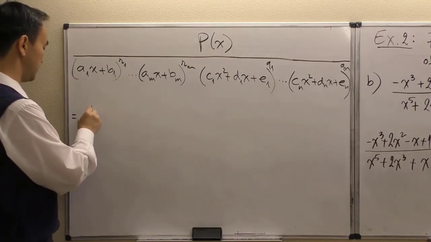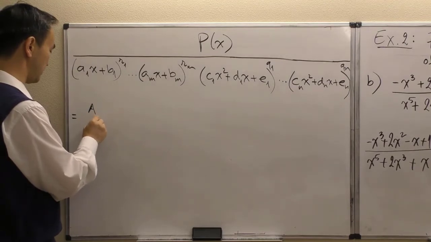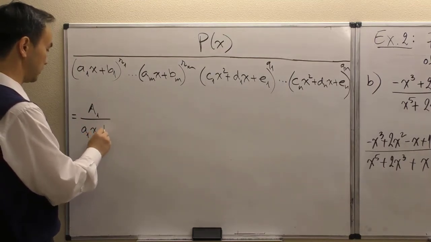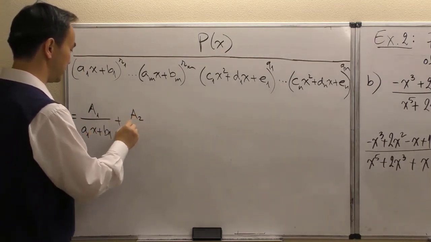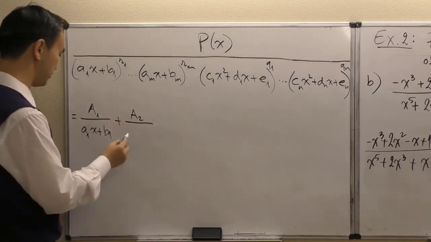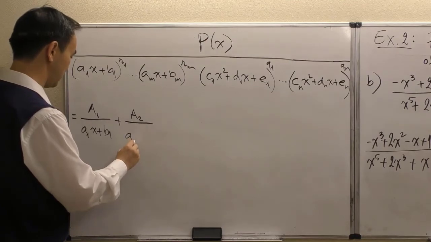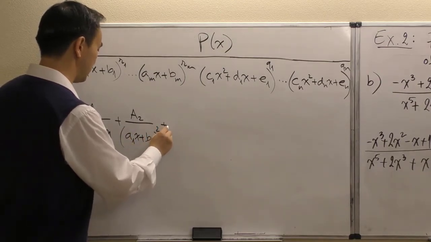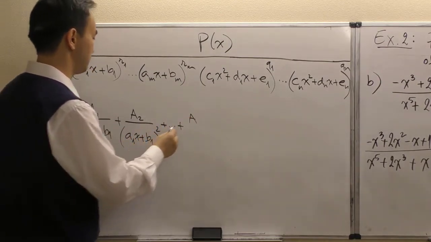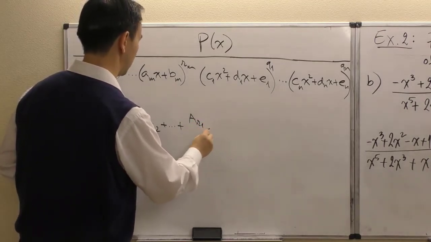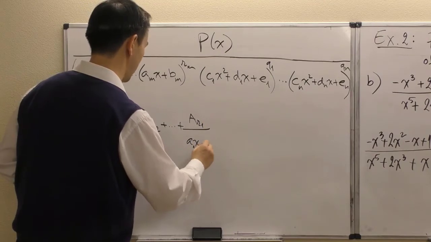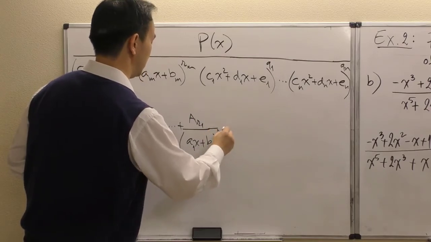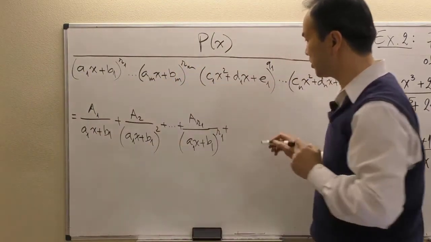So we need some A1 over a1x plus b1, plus A2 over (a1x plus b1) squared, and so on until we reach Ar1 over (a1x plus b1) raised to the r1 power. And then we're going to start switching over to maybe some B.